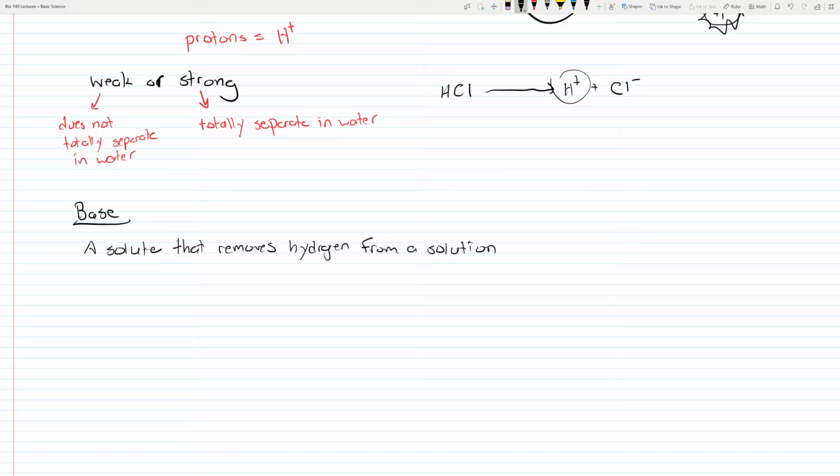An example of this would be sodium hydroxide, NaOH. This is an ionic bond because we've got the metal sodium and the non-metal hydroxide part. When this gets put in water, the sodium is going to float around, and then the OH is going to float around.